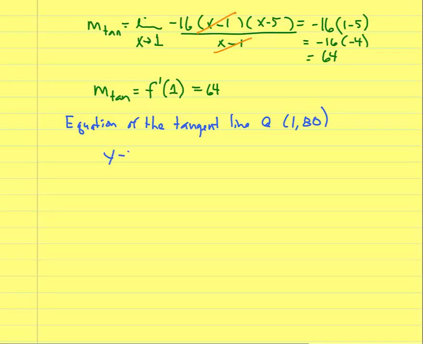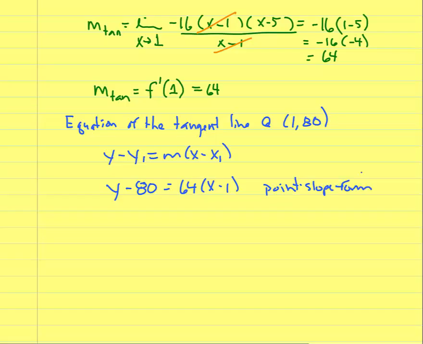So what we would do is we'd start with y minus y1 is equal to m times x minus x1, the point slope form. So this would be y minus 80 equals m, which is 64, times x minus 1. So if they asked for this equation in point slope form, this is where I would stop. But if they want it in slope intercept form, I would go ahead and distribute the 64. So I'd have 64x minus 64. And then I would solve for y, and I would do that by adding 80 to both sides.